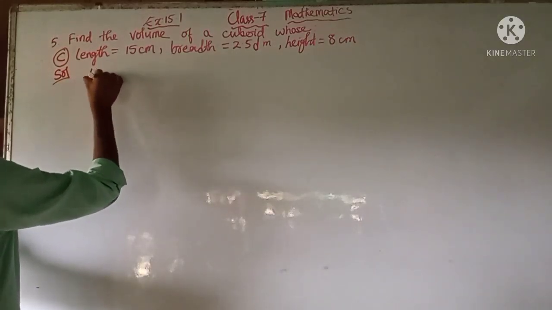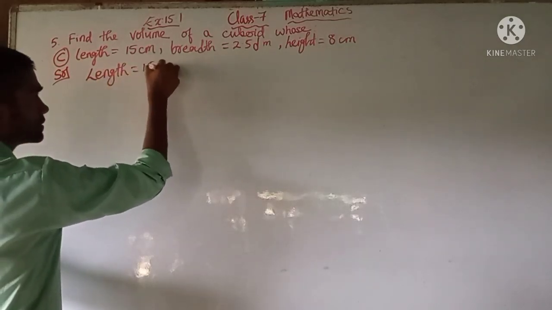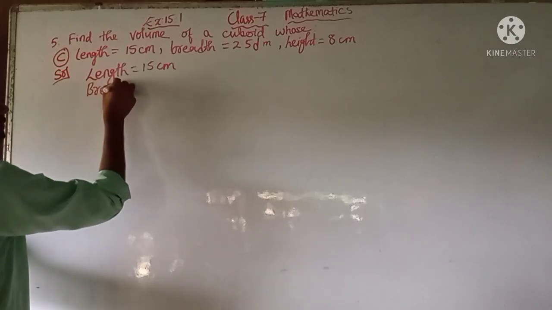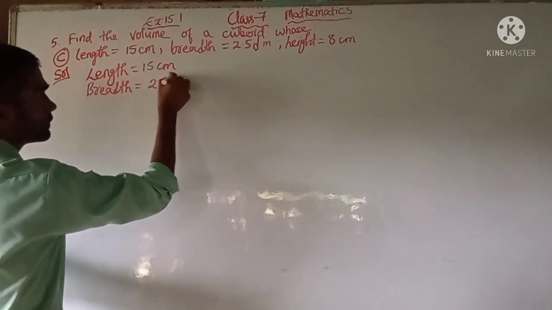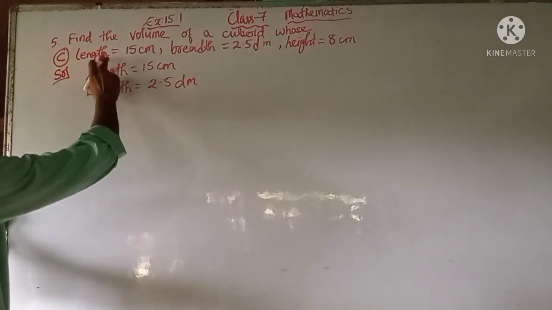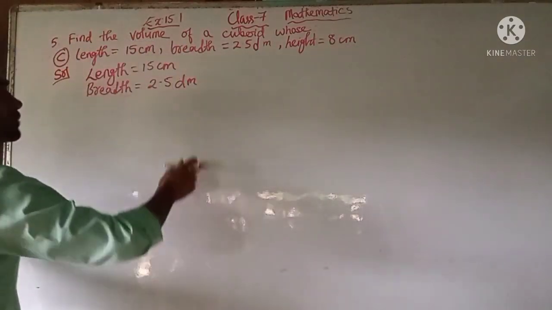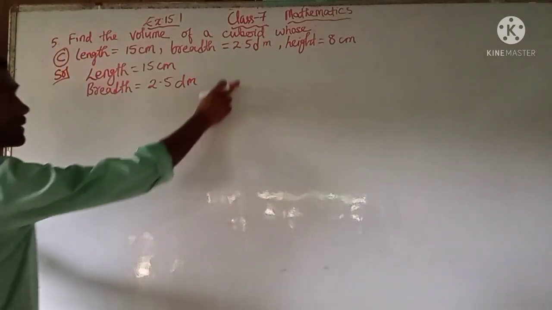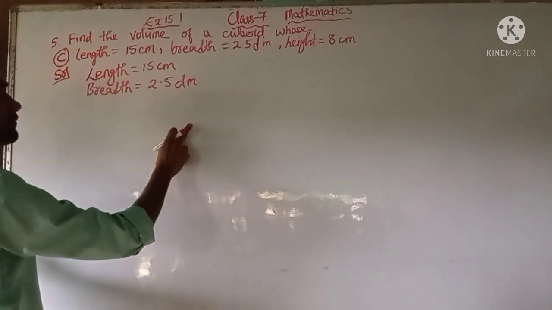Let us write the length again. Length is equal to 15 centimeter. Breadth is equal to 2.5 decimeter. Here we can see that the length given is in centimeter, the height is also given in centimeter, and the breadth is given in decimeter. So we will convert this breadth, that is decimeter, into centimeter first.